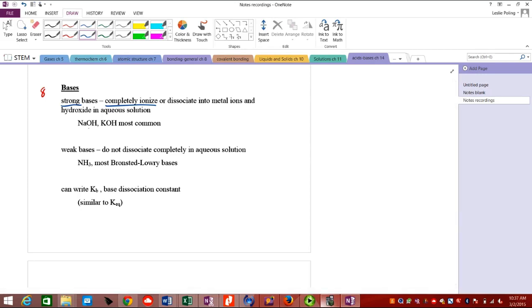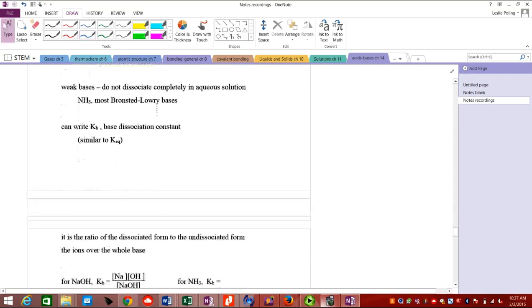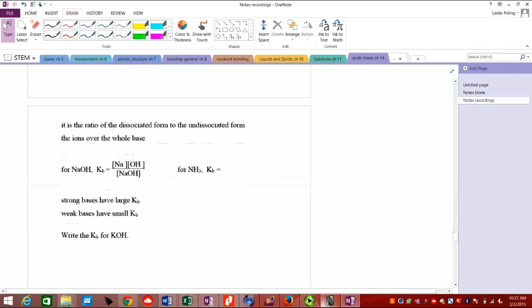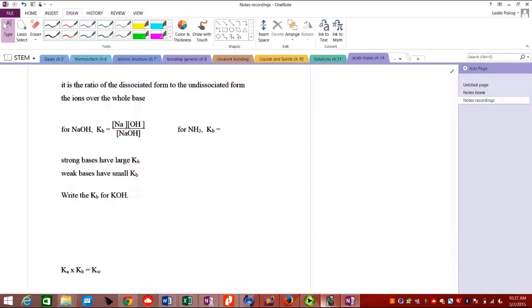Weak bases do not dissociate completely. And most Bronsted-Lowry bases are weak bases. We can write a Kb for these, just like a Ka, just like an equilibrium constant expression. So we have the dissociated form, the two ions on top, and the whole thing on the bottom.